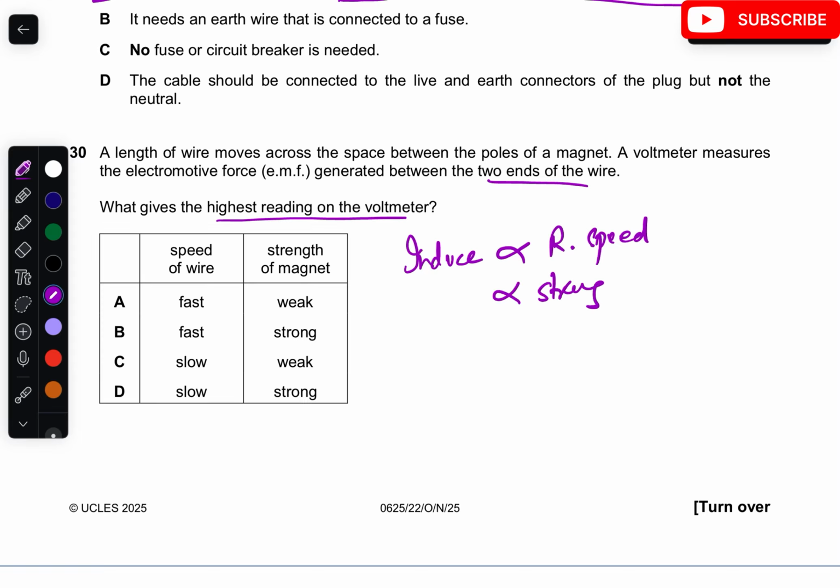Okay, so it's option B that is correct. Moving fast and you have stronger magnets.